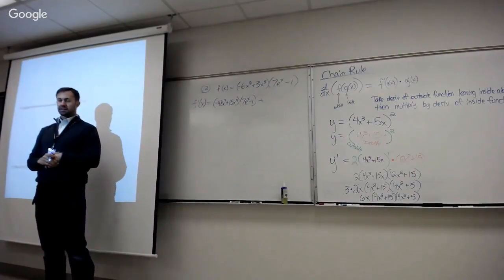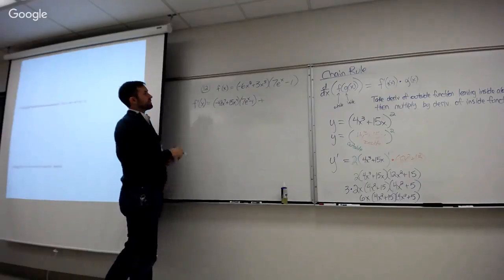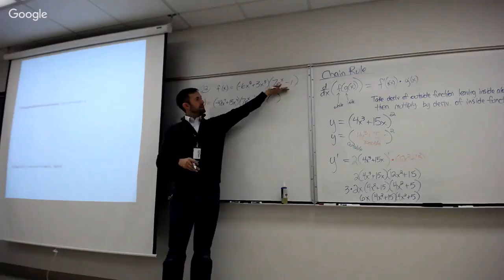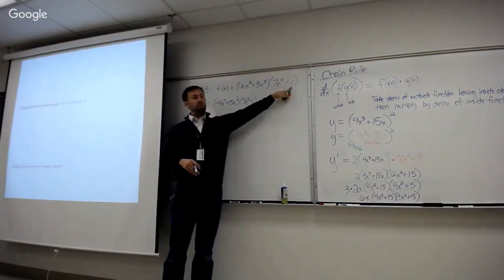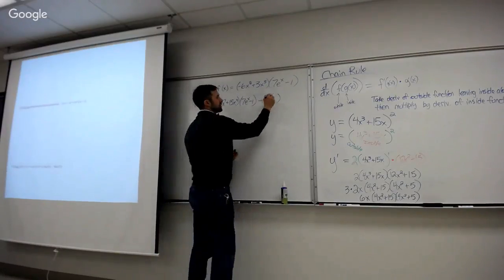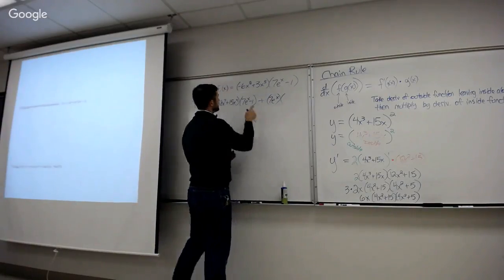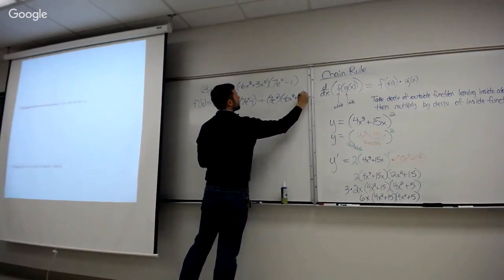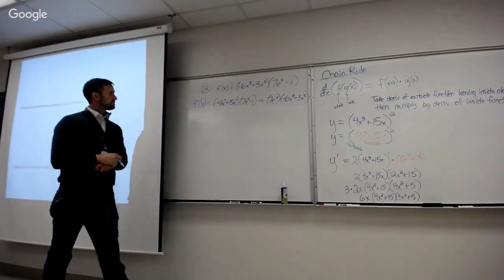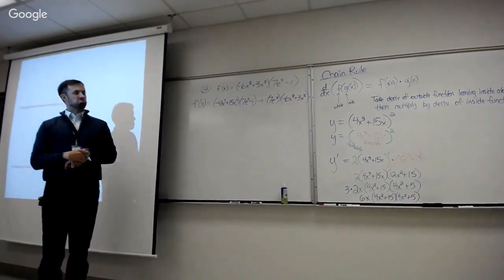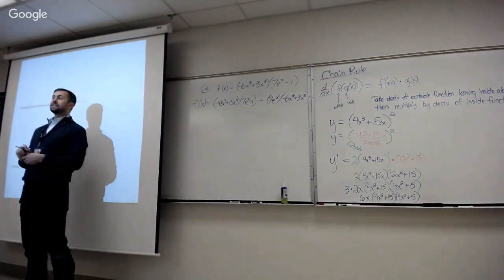Derivative of the first times the second, plus the derivative of the second. Well, what's the derivative of the second term? It's just 7e to the x, because the derivative of 1 is 0, and the derivative of e to the x is e to the x, and the coefficient comes along to the right. So the derivative of the second times the first. And again, that is the answer.